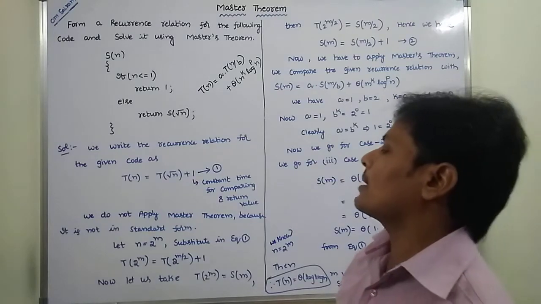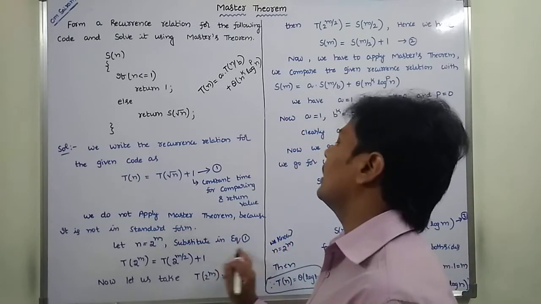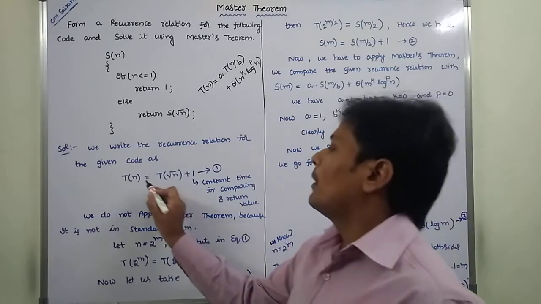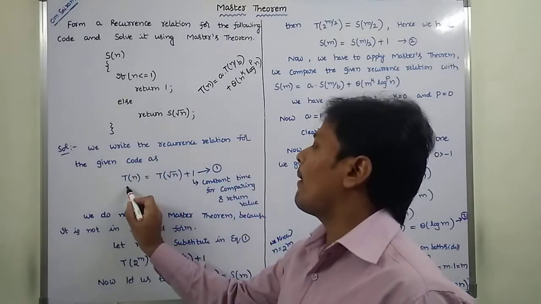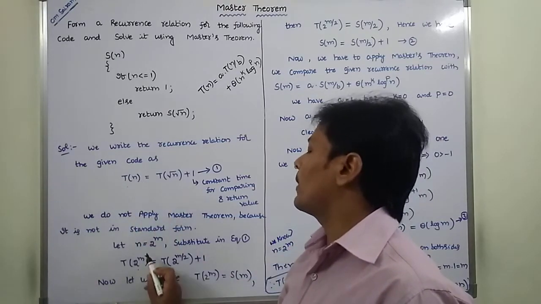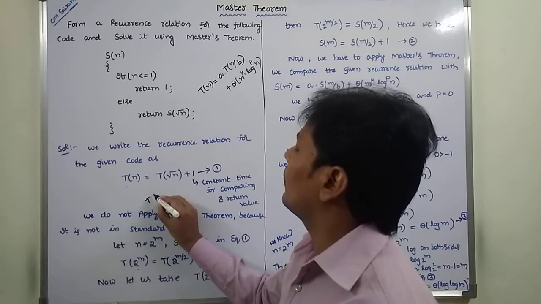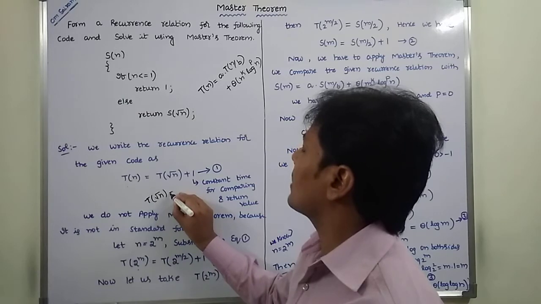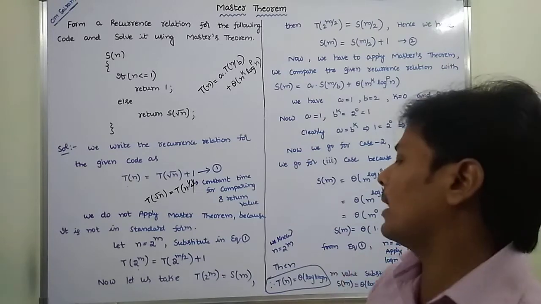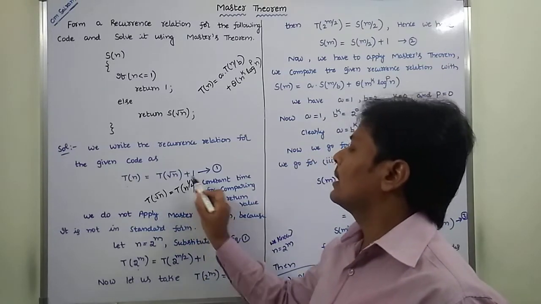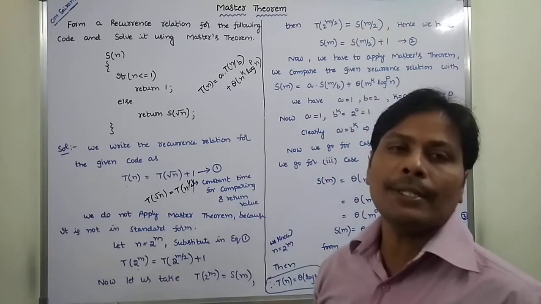For that, first let us take n is equal to 2 power m. Substitute in equation 1. When n is equal to 2 power m, the equation can be written as T of 2 power m is equal to T of root n. T of root n can be written as T of n power half. According to n is equal to 2 power m, it can be written as T of 2 power m by 2.